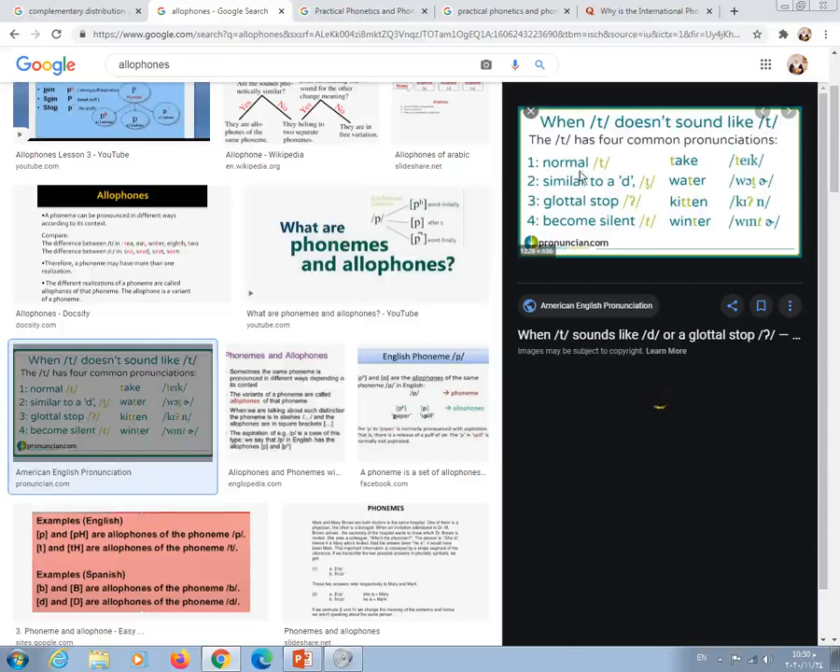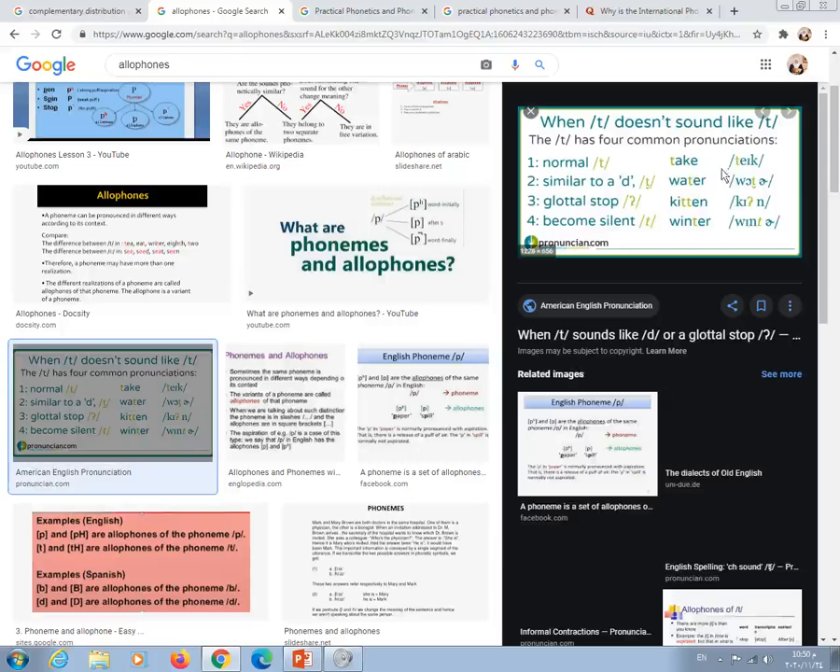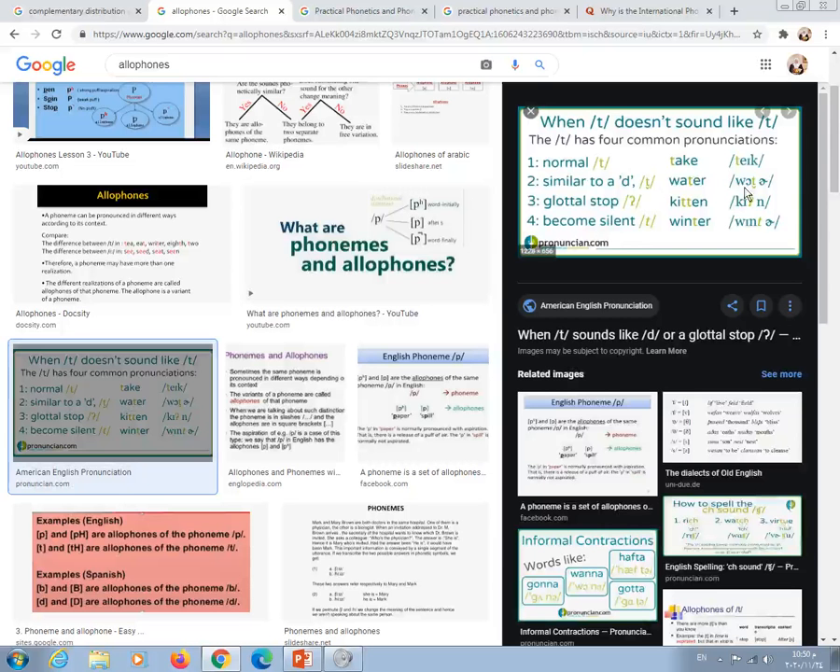Okay, take t normally, for example, it's aspirated in "take"; t in "water" becomes a flap; t in "kitten" becomes a glottal stop; and t becomes silent in "winter", and so on. All these are allophones of a single phoneme.